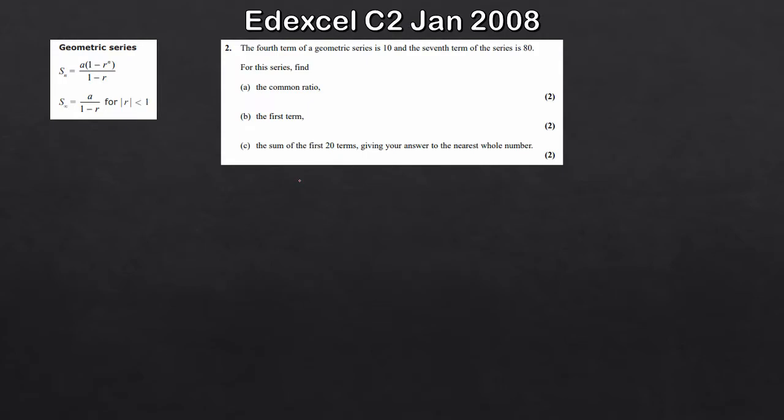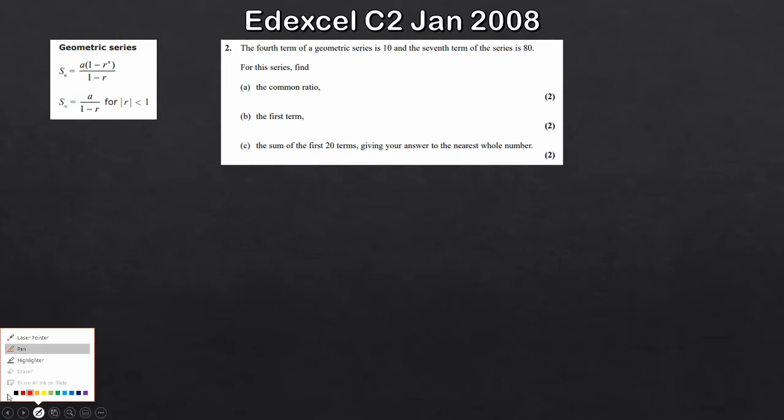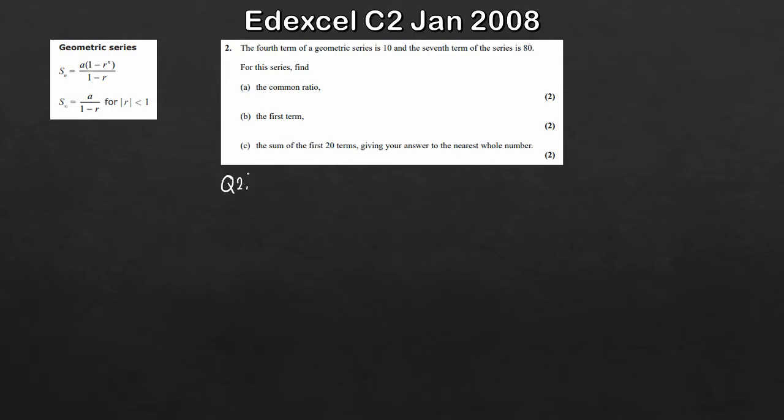So this first question then, I picked a nice one to start with, just applying the formulas. So question 2, part A, we want to find the common ratio. Remember, the common ratio is just what we multiply each term by to get the next term. We're told the fourth term of a geometric series is 10, the seventh term of the series is 80. Can we find the common ratio?